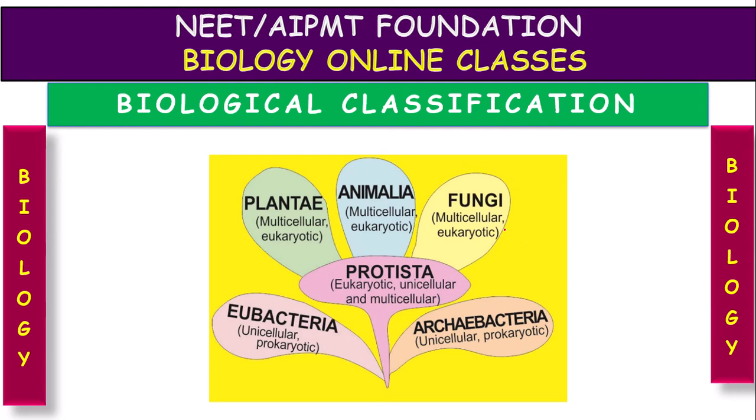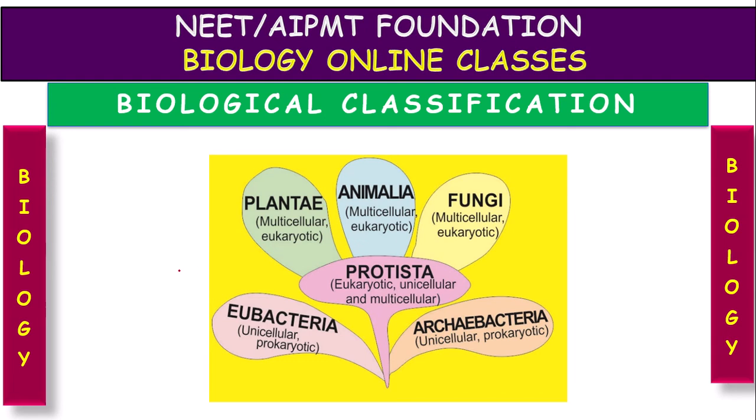And next, fungi. The kingdom fungi include multicellular, eukaryotic, non-chlorophyllous, heterotrophic organisms. The next kingdom, plantae, includes multicellular, eukaryotic, chlorophyllous, autotrophic organisms. And kingdom Animalia includes multicellular, eukaryotic and heterotrophic organisms.